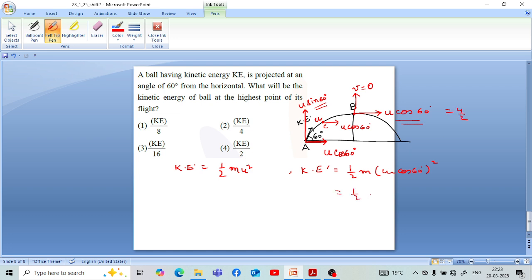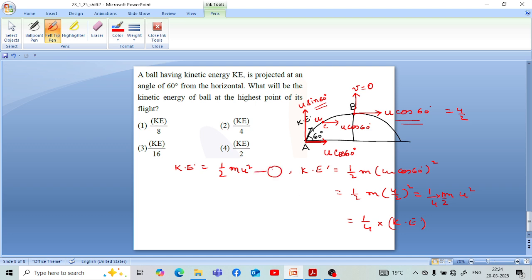Putting this value here, half of m times u by 2 whole square becomes 1 by 4 times m u square. So it is 1 by 4 into 1 by 2 into m u square. Now we can call it 1 by 4 multiplied by the kinetic energy at the initial point.